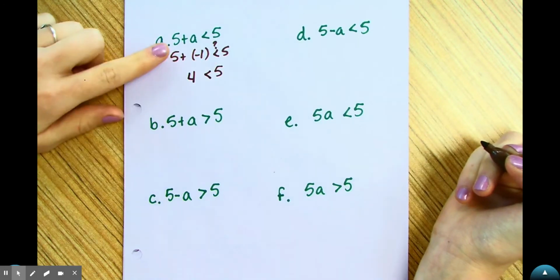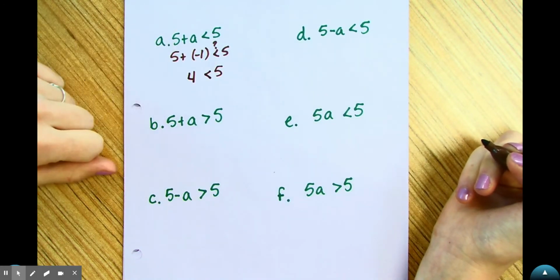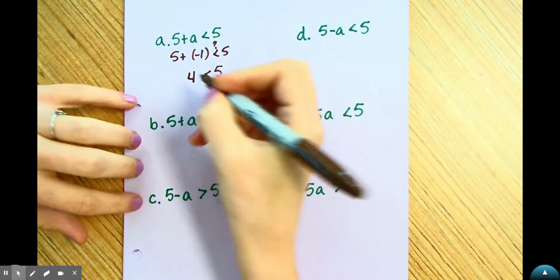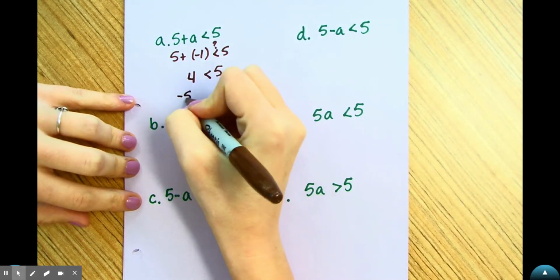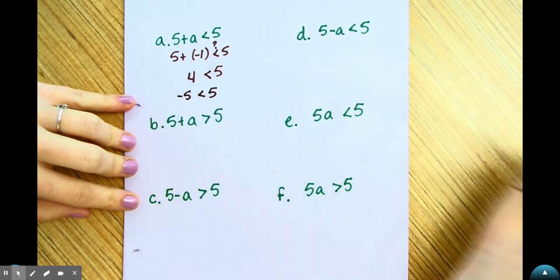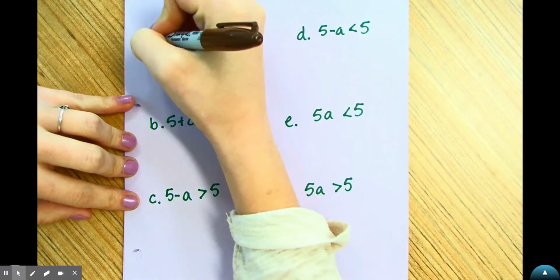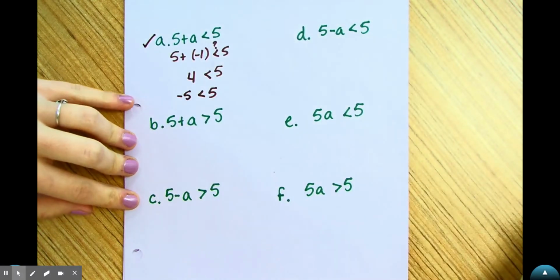What if we tried a different number for a? What if we tried -10? Then this side would be -5, and -5 is less than 5. So A is correct, true.